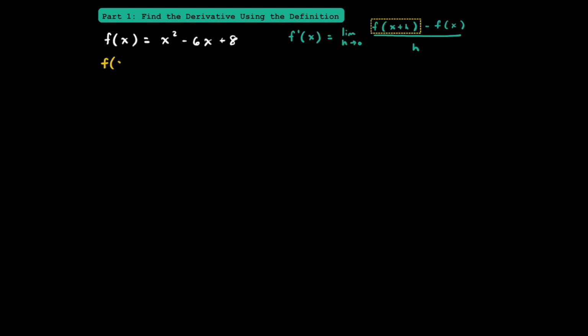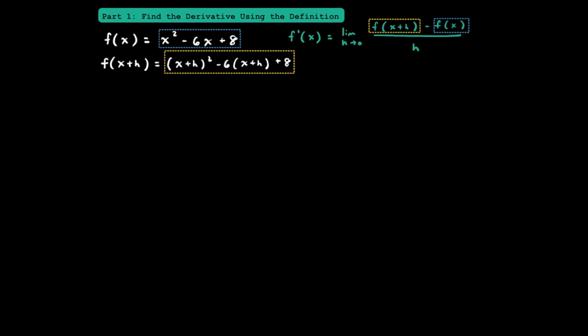To find f of x plus h, we're just going to substitute in x plus h into our original function wherever we see x. In this particular function, we're going to have the quantity of x plus h squared minus 6 times x plus h plus 8. This whole thing represents f of x plus h. Now that we've identified our f of x plus h and our f of x, let's substitute it in.